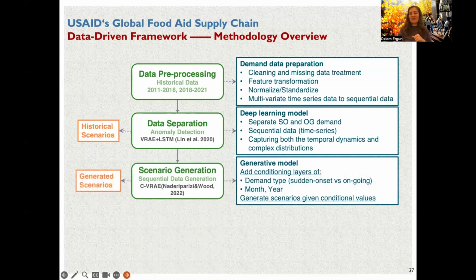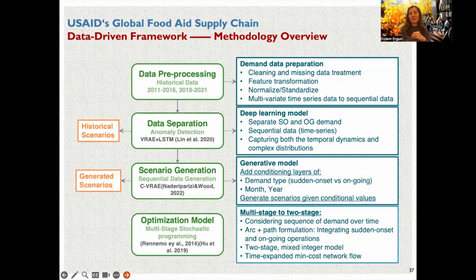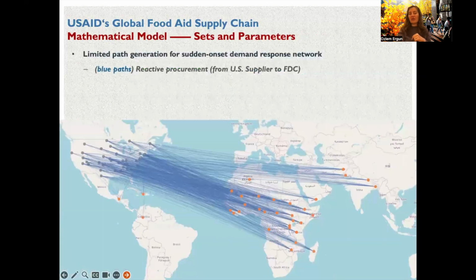Based on that separation, we used some generative modeling to come up with the scenarios that looked right in terms of the characteristics of what we have seen historically at USAID, but also generated the right risk profile around the scenarios. And then we built an optimization model to solve these decision problems over the scenarios that we have been generating.